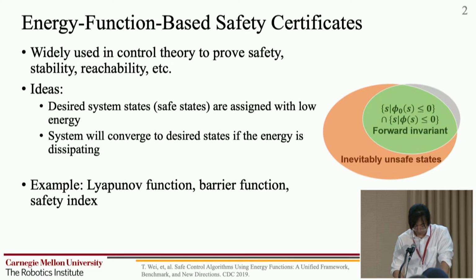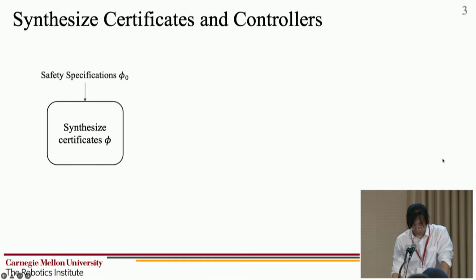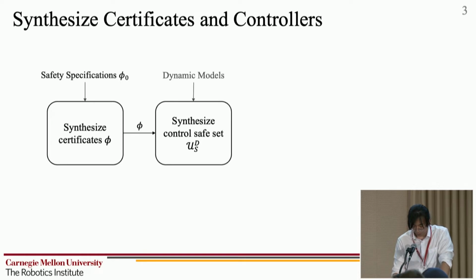And in this figure, for example, our goal is that the system should always stay in the desired state, which is also a forward invariant set. Therefore, states inside the set should be assigned with low energy. With the safety certificates, we could use them to synthesize safe controllers. First, we synthesize the certificates from given safety specifications, such as the robot should always keep a safety distance from human. If there is a dynamic model, we could easily obtain the control safe set.